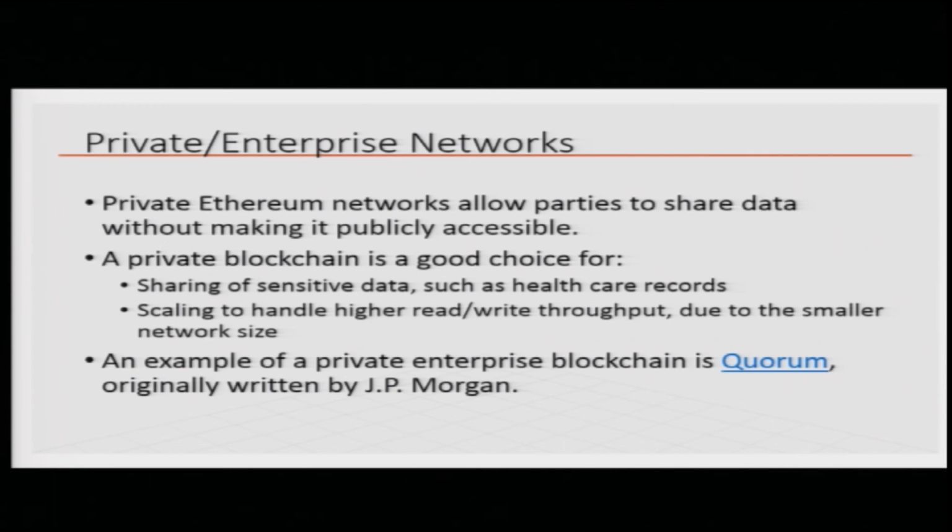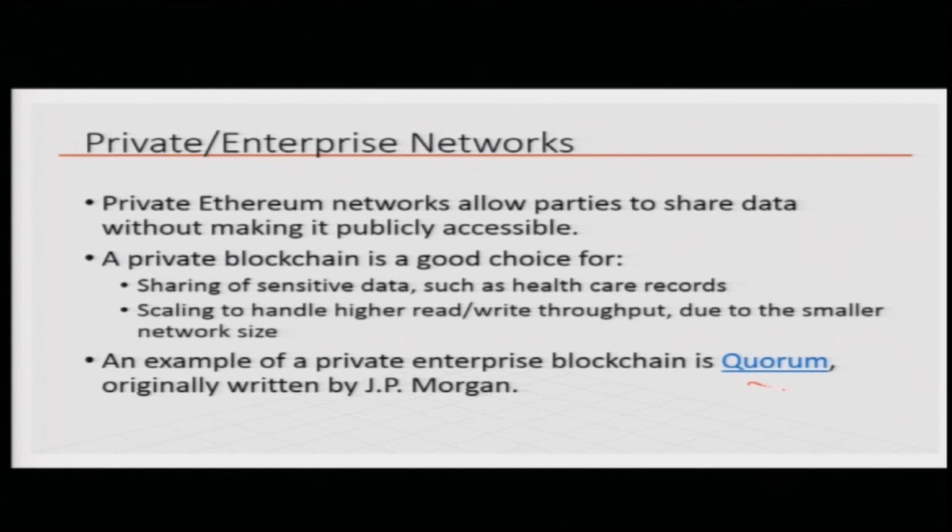Now, you can share sensitive data such as healthcare records, because healthcare records you do not want to put on a public blockchain, since that violates privacy, and in countries like the US there are strong laws against making healthcare records public. Also, private networks scale well and get high throughput, because you are not using a huge network with millions of nodes connected, and therefore the read and write throughput, the transaction throughput, will be much higher.